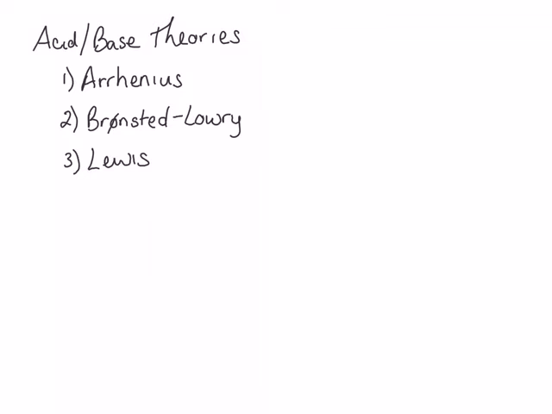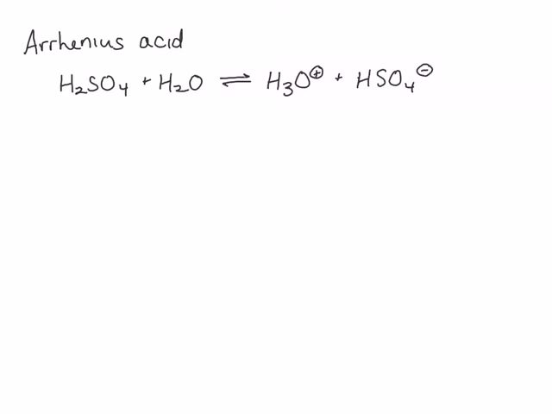Let's look at each of these theories in slightly more detail. The Arrhenius definition of an acid is a substance that dissociates in water to give hydronium ion, H3O+. So for example, sulfuric acid dissociates in water to produce hydronium ion and HSO4-. The Arrhenius definition of a base is a substance that dissociates in water to give hydroxide ion. So for example, sodium hydroxide dissociates to give sodium ion and hydroxide ion.